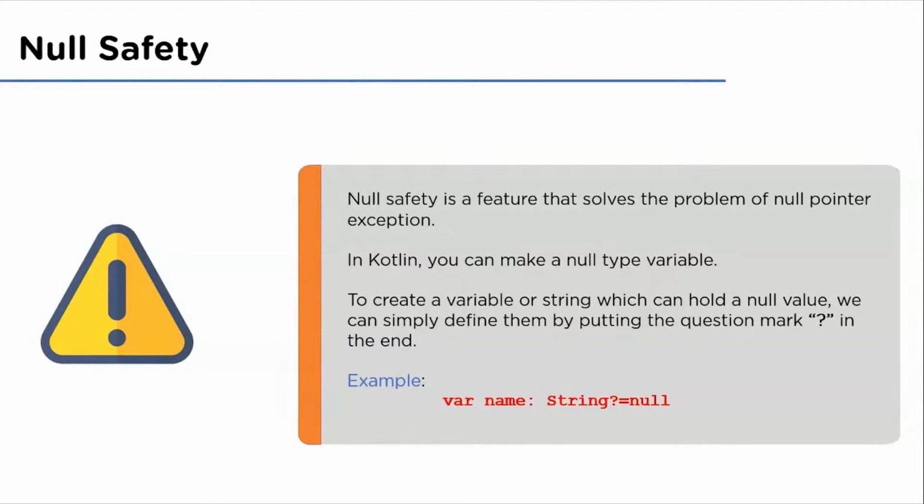To create a null type variable or string which can hold a null value, we can simply define them by putting the question mark at the end. As we can see in the example, name is the variable name and String is the type, and after String there is a question mark, which means that this variable is of null type. By default, all the variables are not null in Kotlin, but you can create one by putting a question mark with them.